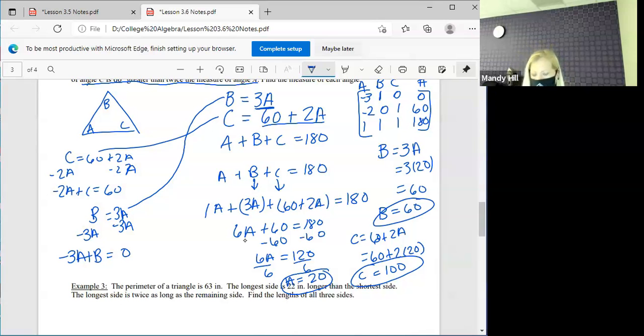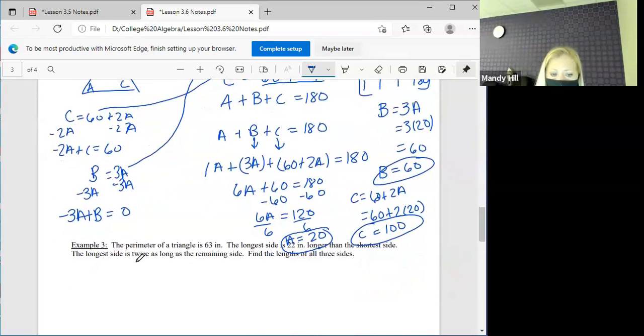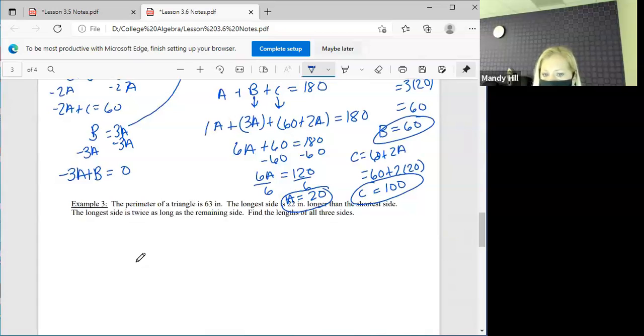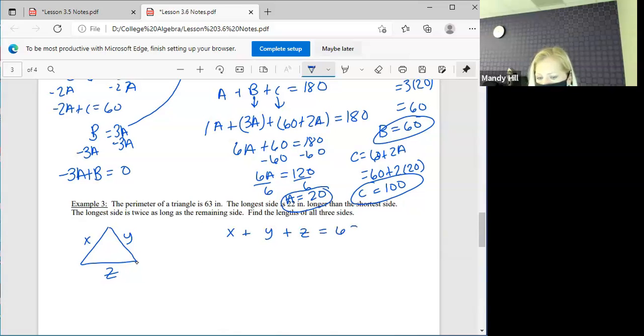Okay. So example 3 down here says the perimeter of a triangle is 63 inches, pardon me. So I'm going to call the sides X, Y, Z. I already know that if I'm talking about perimeter, that means you add up all the sides. So there's one equation.